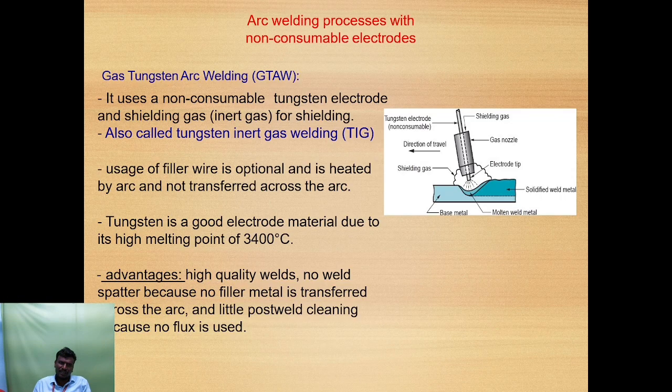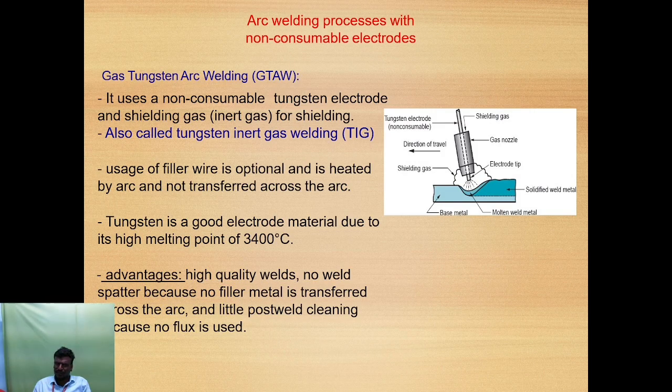Next, arc welding processes with non-consumable electrodes: tungsten arc welding, or gas tungsten arc welding. This welding uses a non-consumable tungsten electrode and shielding gas for shielding. It is also called tungsten inert gas welding. The use of filler wire is optional and it is melted by the arc, not transferred across the arc.